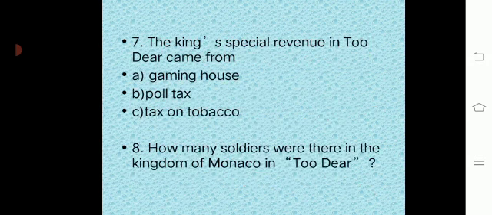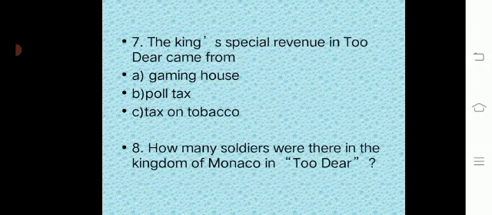Then, students, sometimes 1 mark questions will have a multiple choice question like this. The 7th one you are seeing on the slide. You have 3 options given. Out of that, one will be correct. You have to write that correct option again. Question number 7. The king's special revenue in Two Dear came from option A, gaming house, option B, poll tax, option C, tax on tobacco.